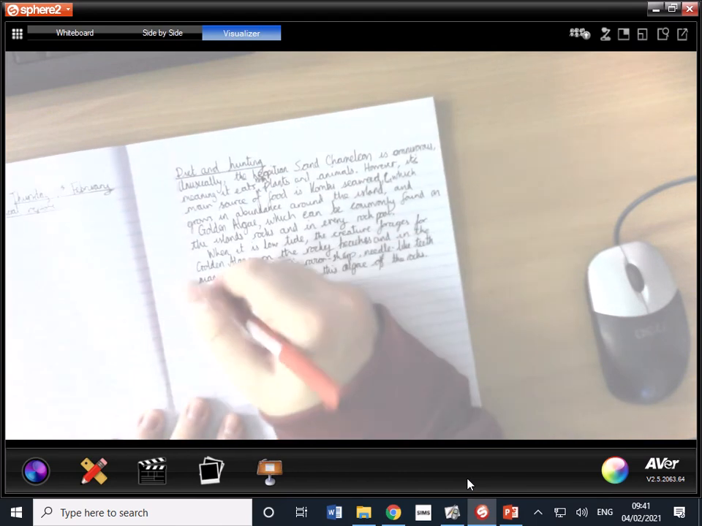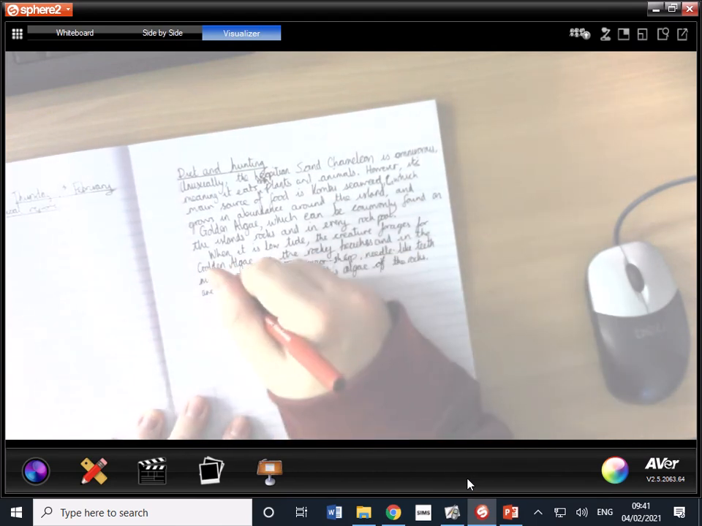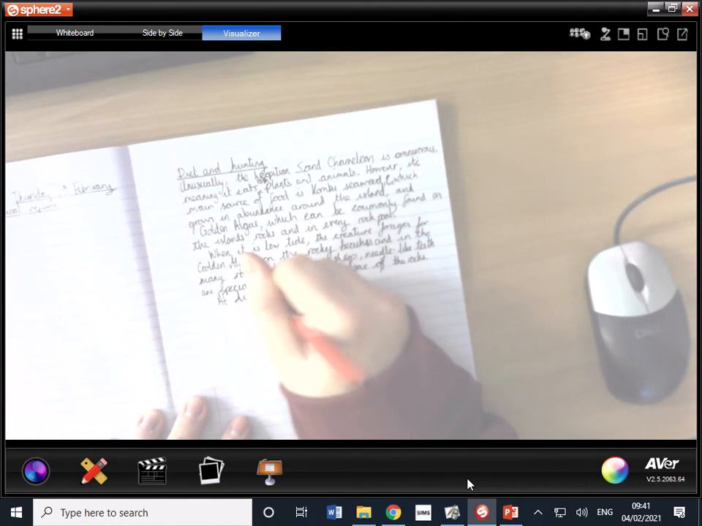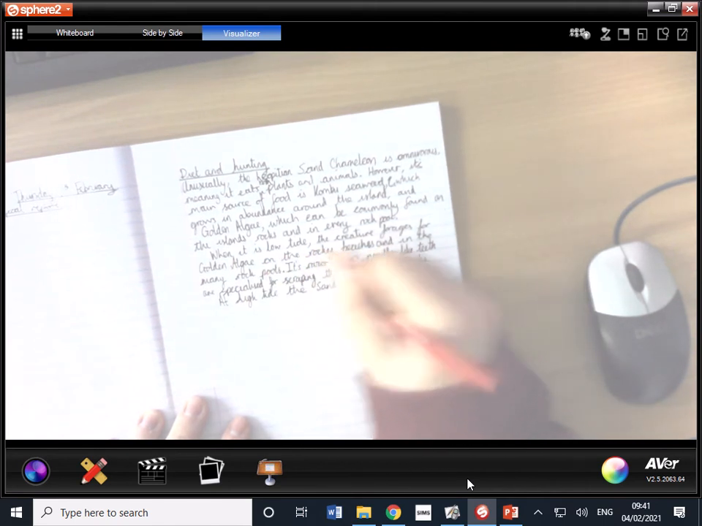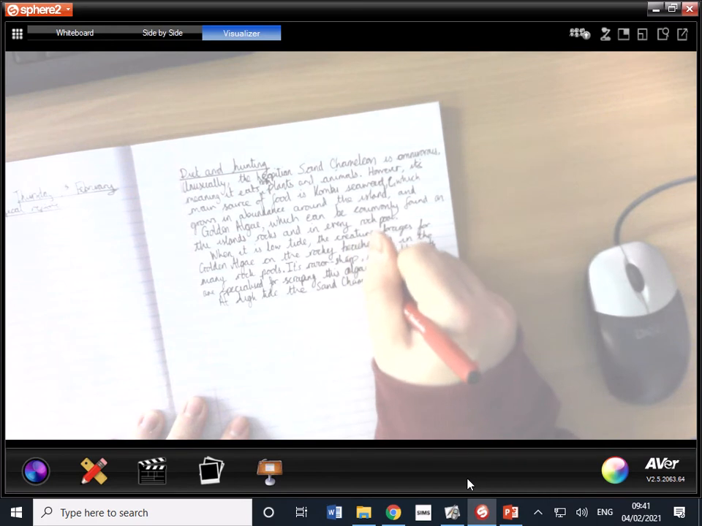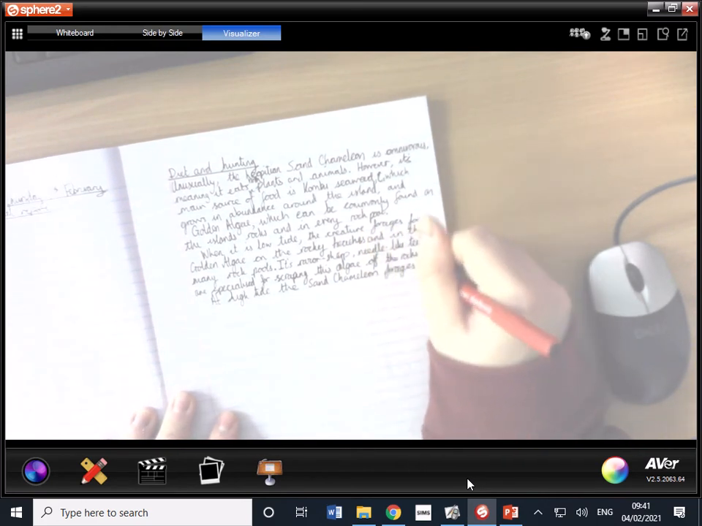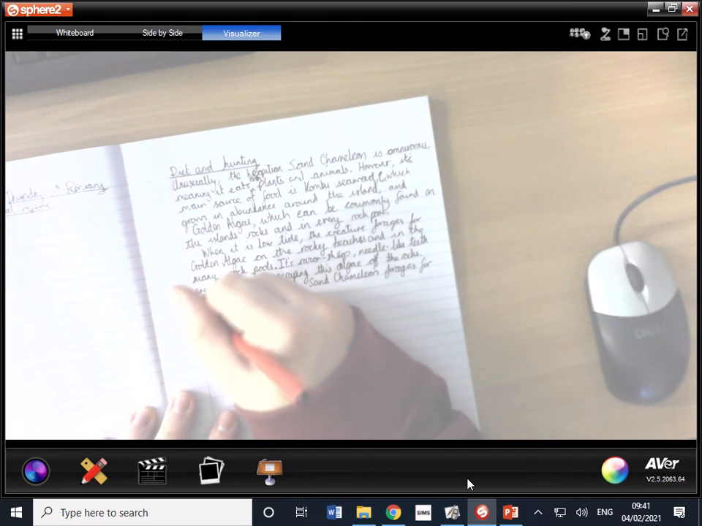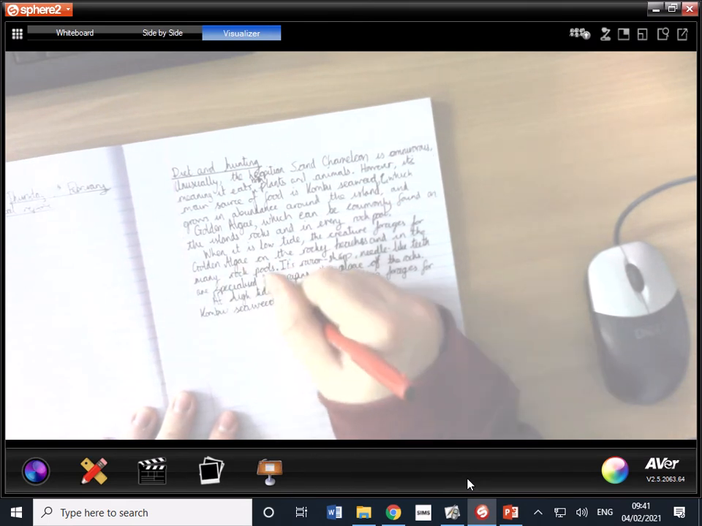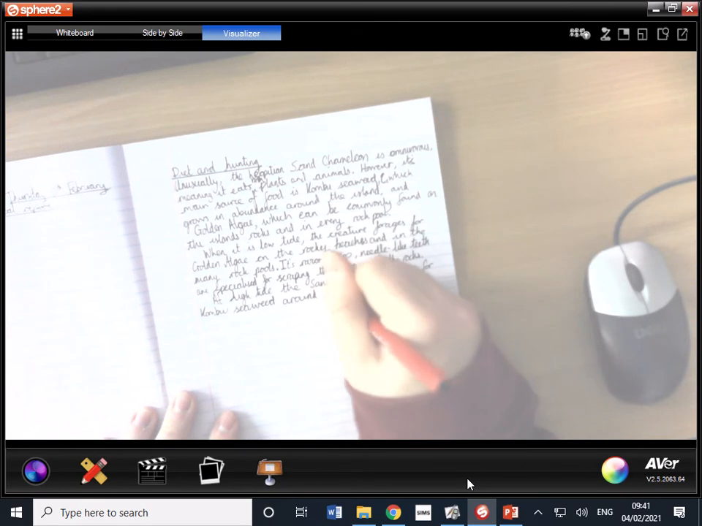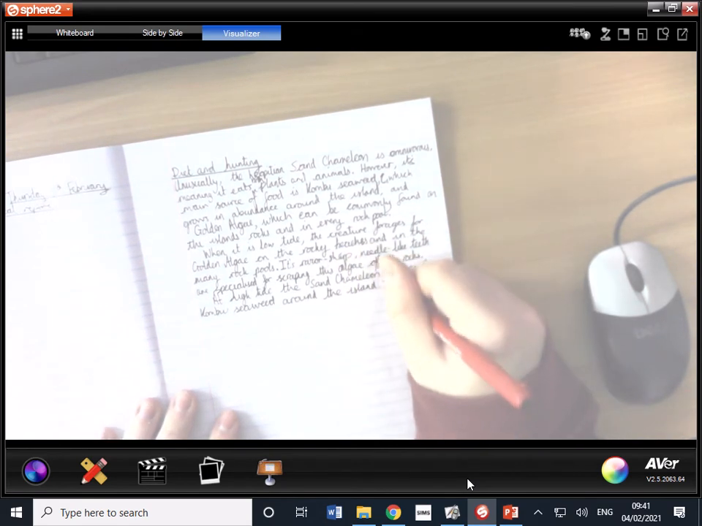Okay, and then I'm going to start another sentence, but I'm going to start with at. At high tide, the sand chameleon forages for kombu seaweed around the island. Full stop.